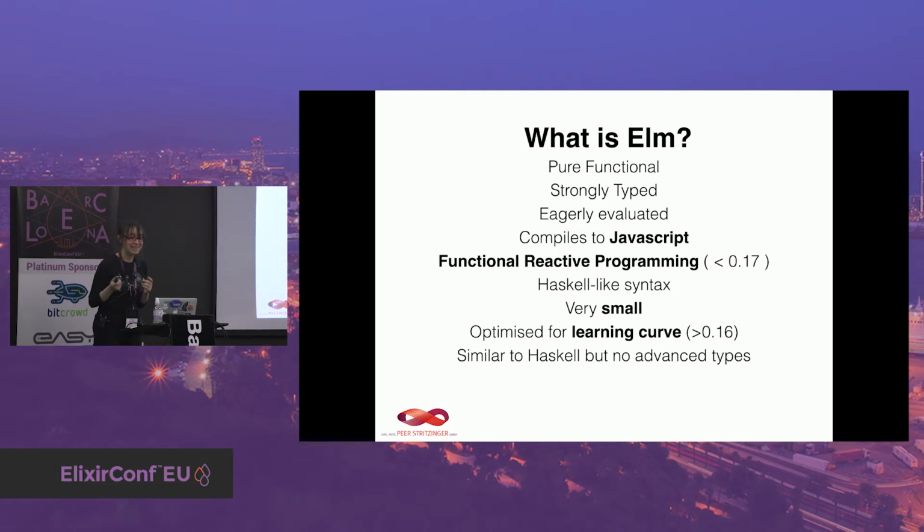So what is Elm? It's a purely functional, strongly typed, eagerly evaluated language that compiles to JavaScript. It used to have functional reactive programming, and it's got a Haskell-like syntax, but without the strange squiggles. It's also a very small language, and it stays small because they tend to remove stuff that's not used so much. And now it's also optimized for learning curve. So if you have functional programming experience, you're probably going to be able to learn it in a few weeks. It's similar to Haskell, but it doesn't have type classes and advanced types.